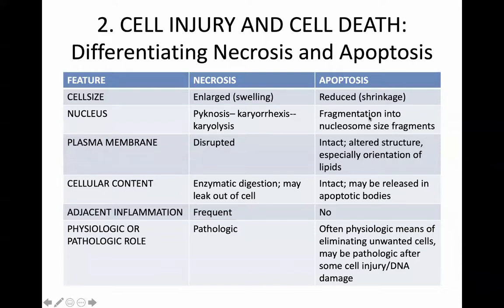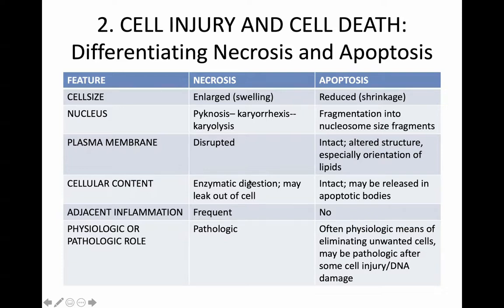And then in terms of apoptosis, there's fragmentation into nucleosome-sized fragments. So the nucleus in apoptosis is never fully dissolved. It is broken down into small particles and put into the apoptotic bodies that are finally released. The plasma membrane is disrupted in necrosis. In apoptosis, it is intact, even though it may be altered, right?